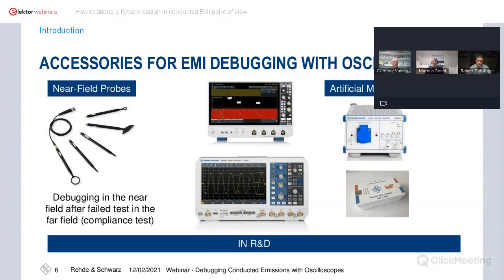For the conducted emission topic, we need a different accessory, that is the artificial mains network or line impedance stabilization network, and you need either an AC type or a DC type line impedance stabilization network. And that's basically what you need in your lab or R&D lab to perform EMI debugging.